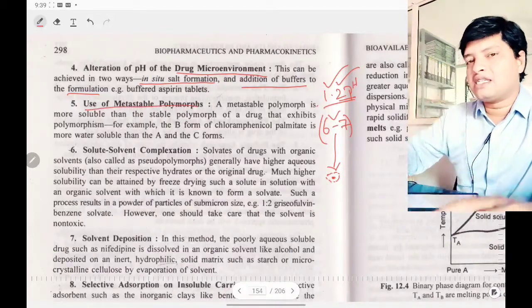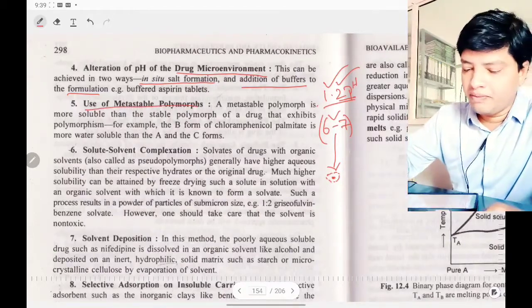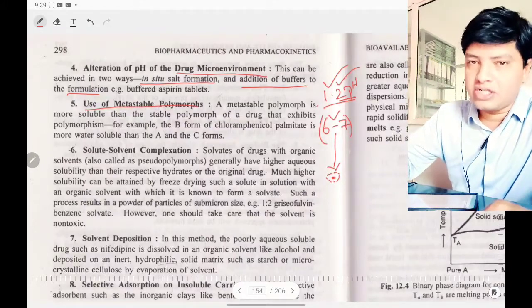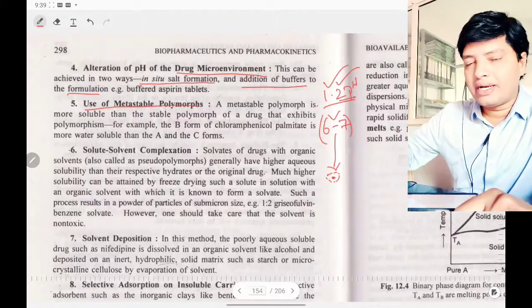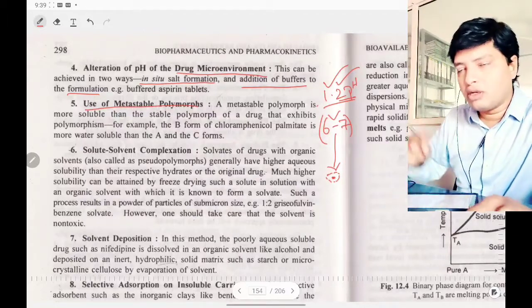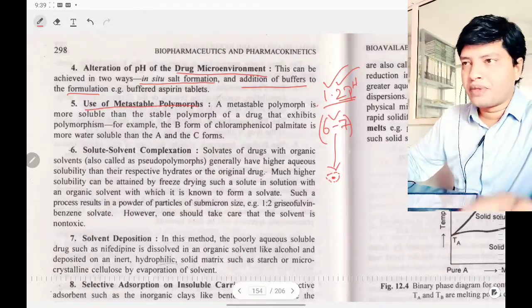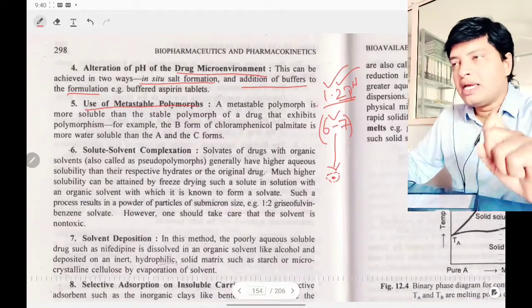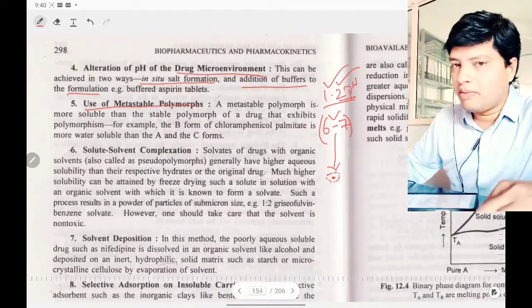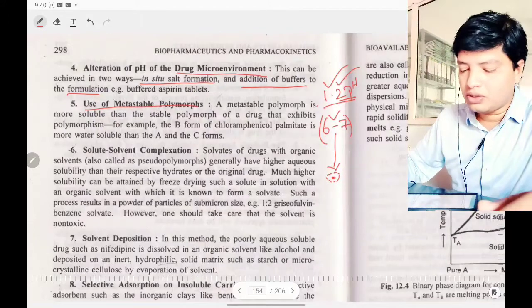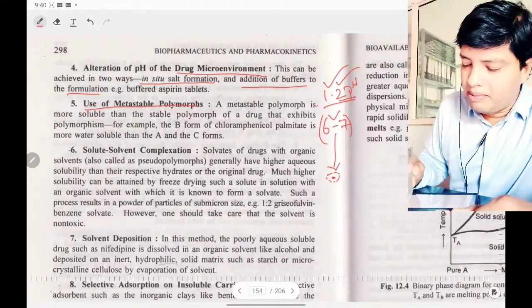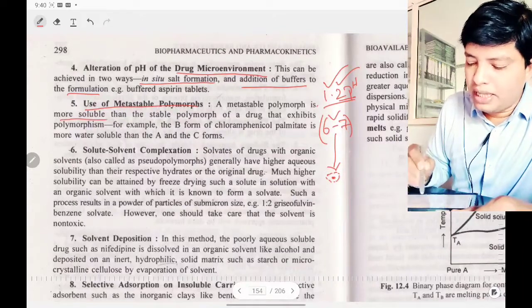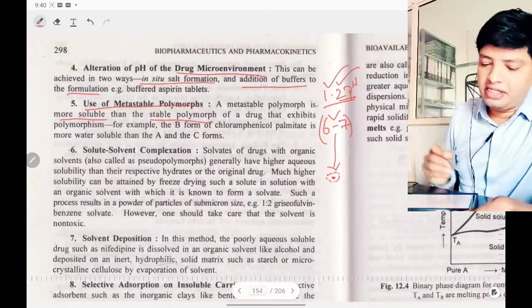Metastable means highly unstable. Because that polymorph is highly unstable, it wants to react with the solvent and get solubilized. By getting solubilized, it will get stabilized. So metastable polymorph is highly reactive compared to stable polymorph, and its solubility also increases. Metastable polymorph is more soluble than stable polymorph. That's what he is saying.